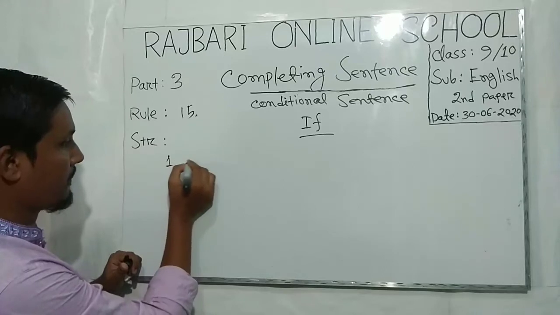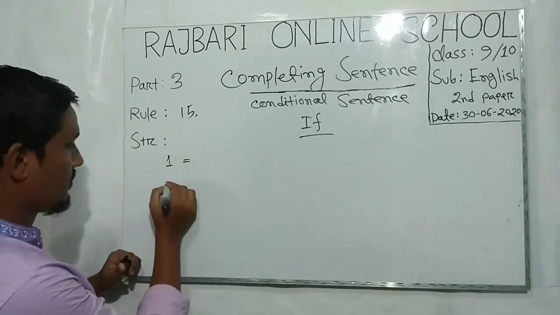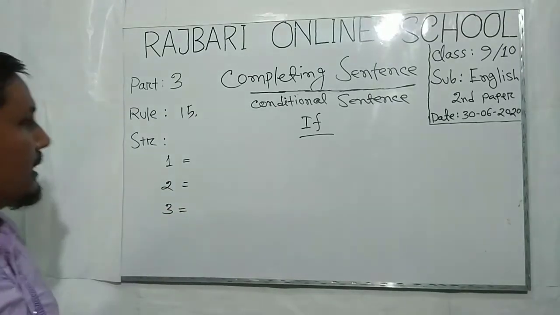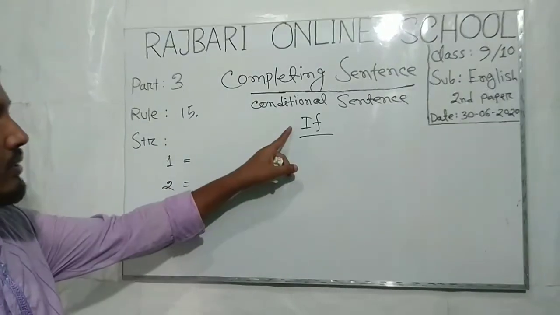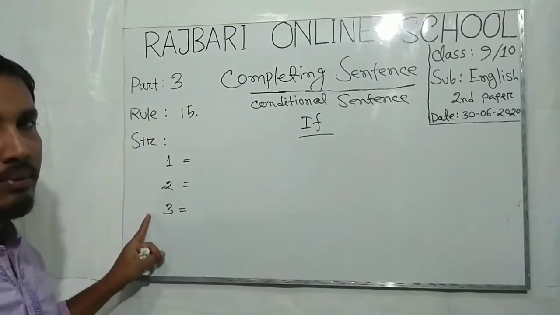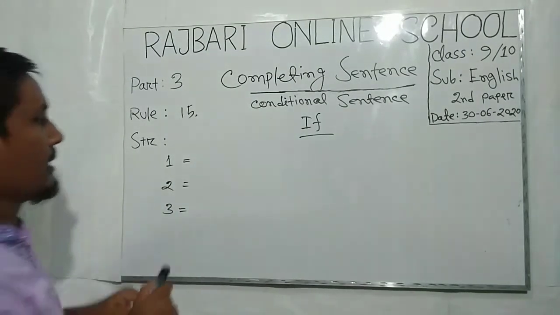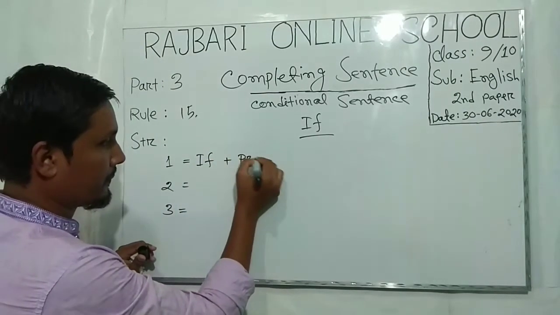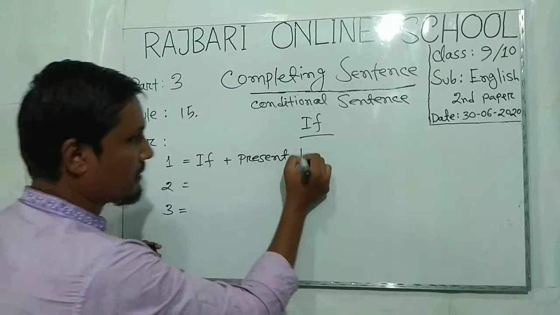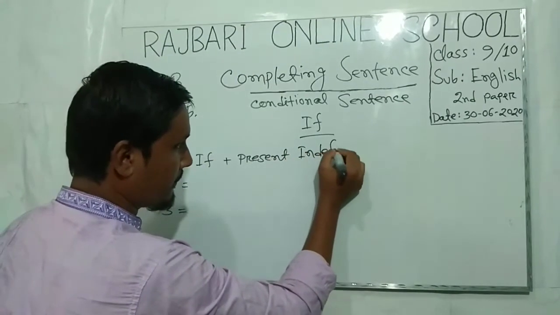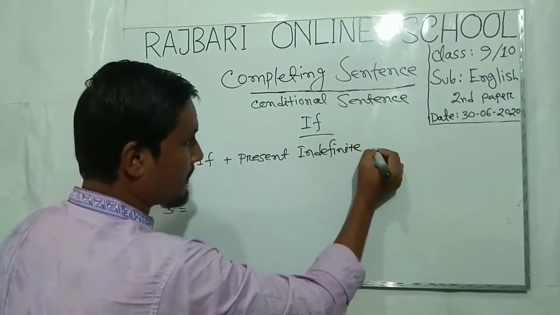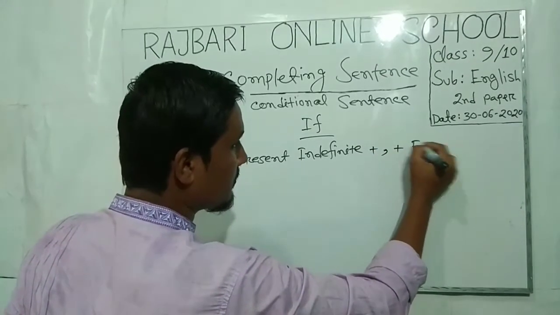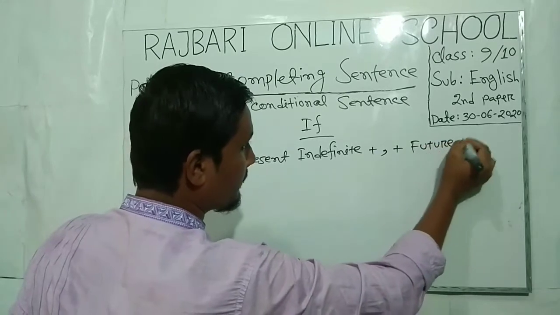First, 1, 2 and 3. Here I will write the three types of structure with if. One is: if plus present indefinite plus comma plus future indefinite.